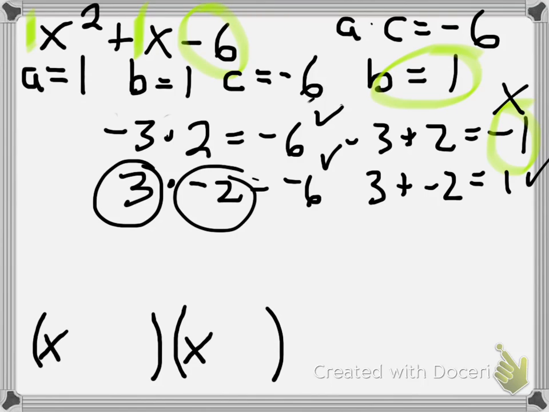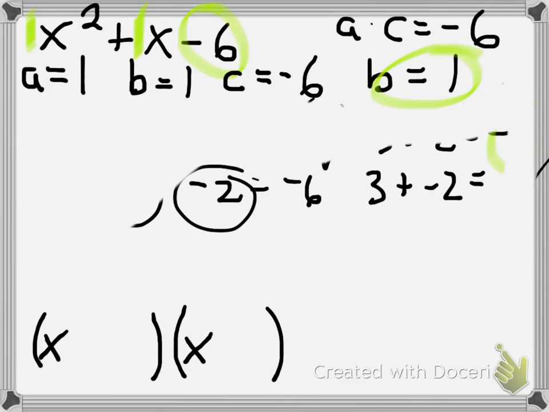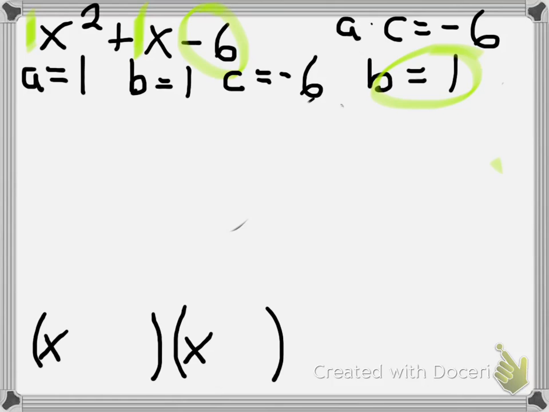So I'm going to erase a bunch of this stuff. And I'm going to write it down the way that we usually want to see it. We said it was 3 and negative 2. So I'm going to write 3 and negative 2. That 3 is positive. And the only thing I have to do is check. I should go back and check using FOIL.